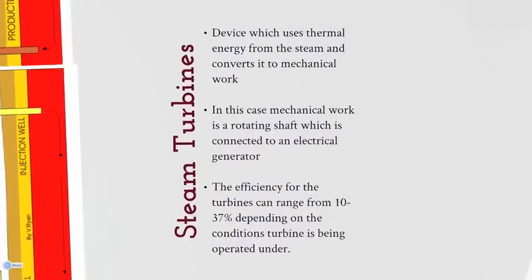So what is a steam turbine? A steam turbine is a device which uses thermal energy from the steam and converts it to mechanical work, which in this case is a rotating shaft directly connected to an electrical generator. The efficiency of these turbines can range from 10 to 37% depending on the conditions the turbine is being operated under.